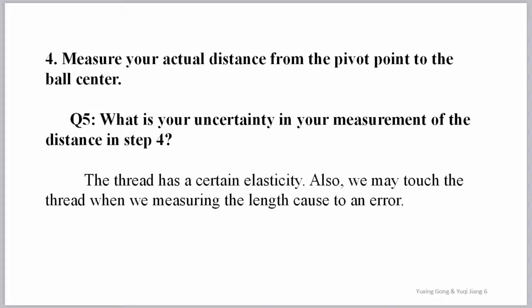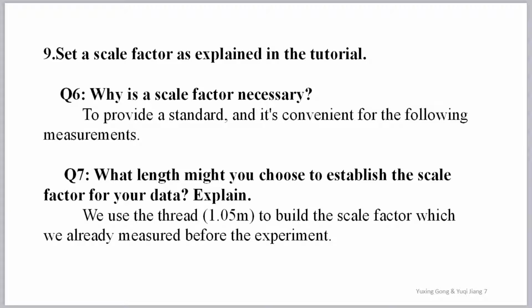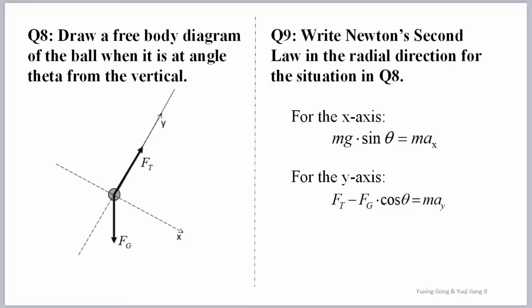Question 5. The thread has a certain elasticity. Also, we may touch the thread when we are measuring the length, which causes an error. And question 6. Sorry about that. To provide a standard that is convenient for the following measurements. Question 7. We use the thread, 1.05 meter, to establish the scale factor, which we already measured before the experiment.